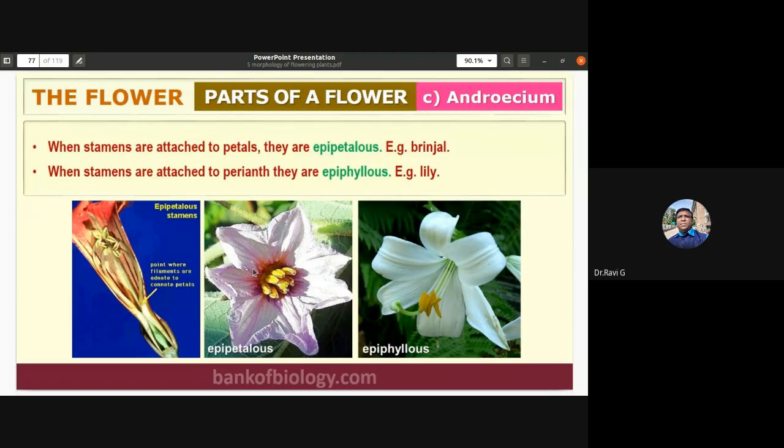Even in the jasmine flower, I told you stamens are attached to the corolla tube, or in Kankambra. Even there, if you dissect that tube-like structure, you can notice two stamens present in the jasmine flower. Even in Kankambra, you can notice the stamens attached to that. So that is called the epipetalous condition. If stamens are attached to the perianth, what is the perianth? If we cannot differentiate between calyx and corolla, we call it perianth. As in the lily flower, if they are attached to the perianth, we call it epiphyllous. Example is lily flower.